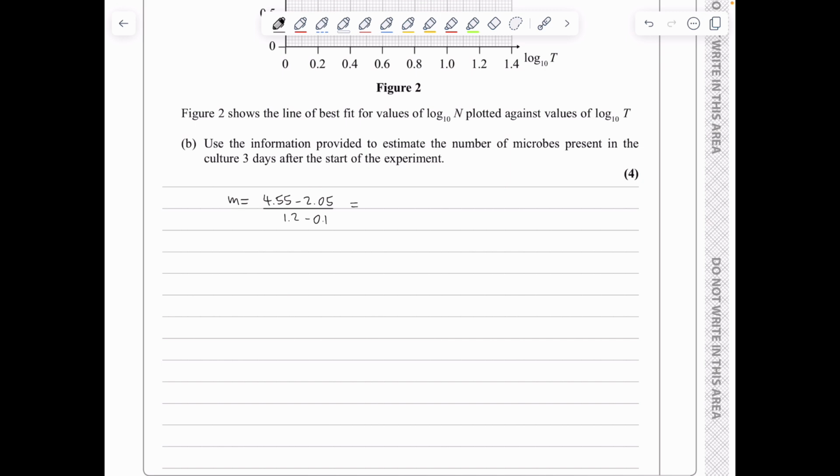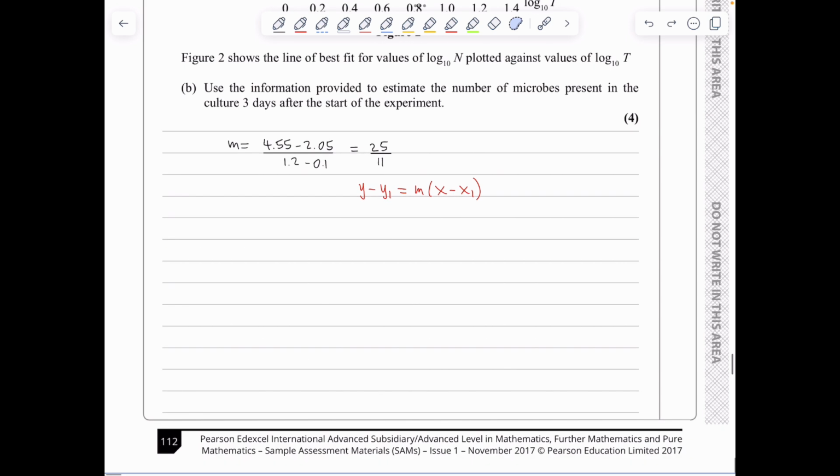This gives an answer of 25 over 11, which means we can use y minus y1 is m(x minus x1) to proceed with the equation of the straight line. Well, y is simply the log of N base 10 minus, I will pick one of the 2 points. I'll pick the 0.1, 2.05.